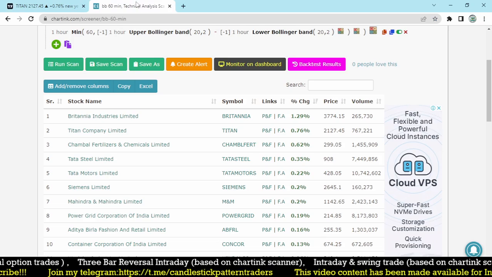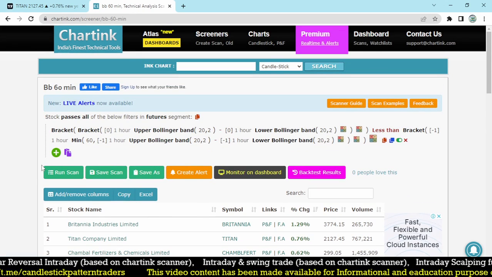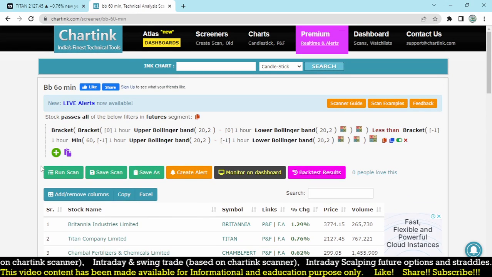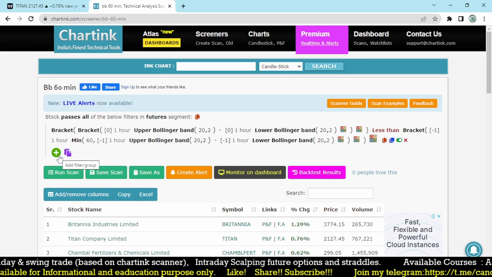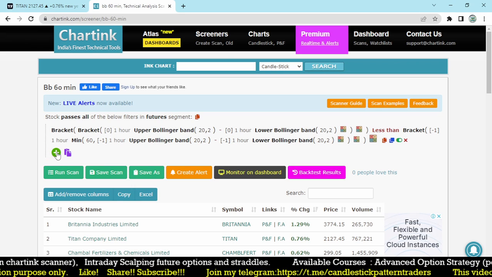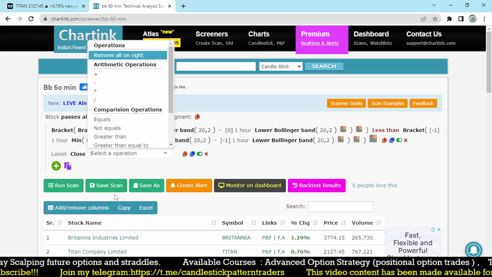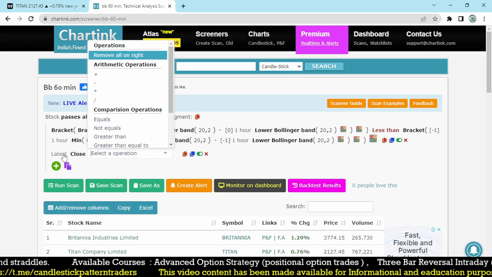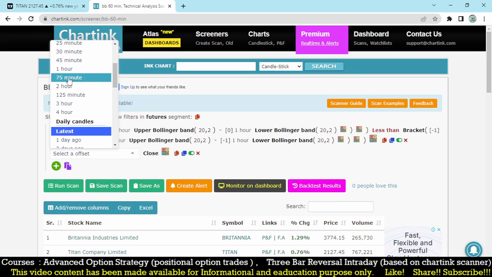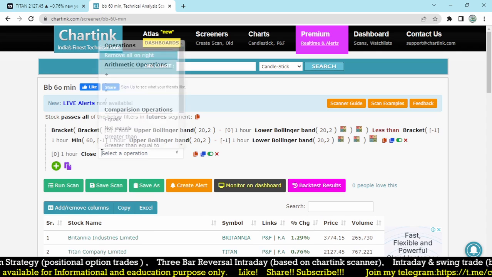So we have to create some conditions. If I'm going to add a condition, the latest close, we'll add another condition. We use the 1 hour close, right? We are using a 1 hour candle. So the latest close crossed above.